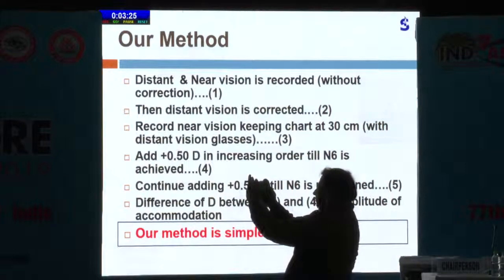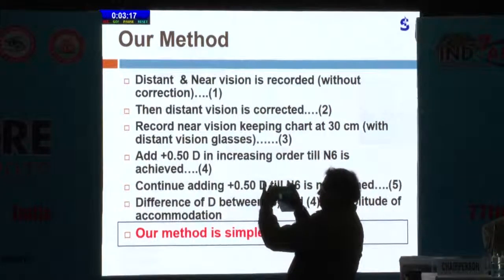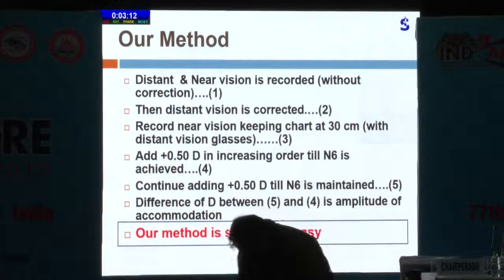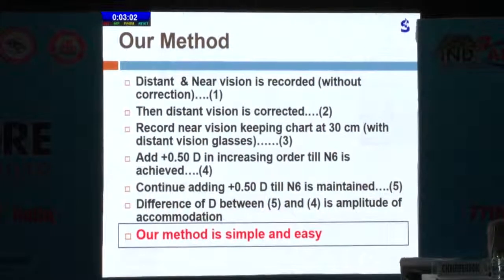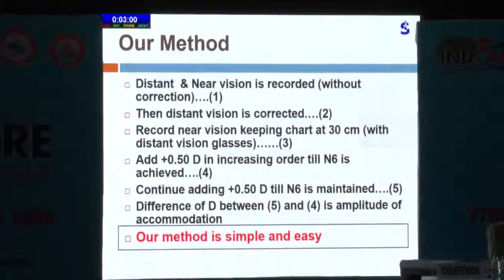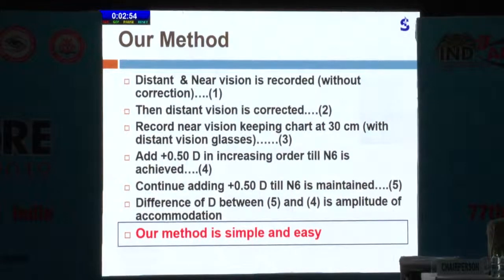What we did in this study: we knew that these patients sometimes can read up to N12 and N18 when they are with the distant corrected glasses. But then we corrected their distant vision. Then, with the distant vision glasses in the trial frame, holding the chart at the same level, we went on adding 0.5 diopter plus for the near vision till N6 was achieved. So the diopter required to get this was noted down. And then we continued adding 0.5 diopter till it maintained N6.